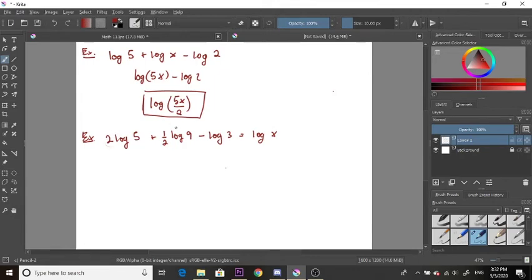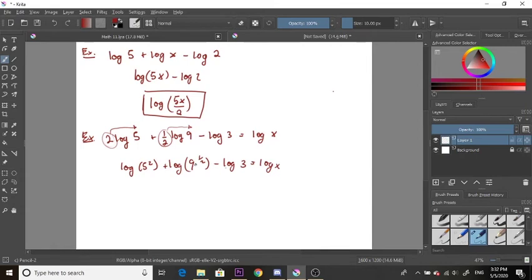So what we want to do first is take a look at these logs that have the numbers in front. These are the exponents that have been moved. So we're just going to move them right back. So this becomes log of 5 squared plus log of 9 to the power of 1 over 2 minus log 3 is equal to log x.